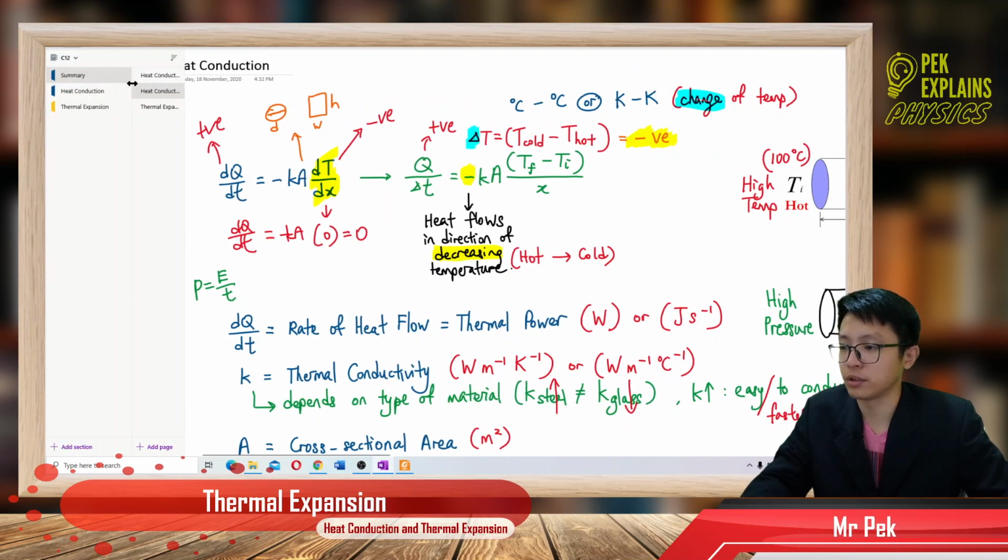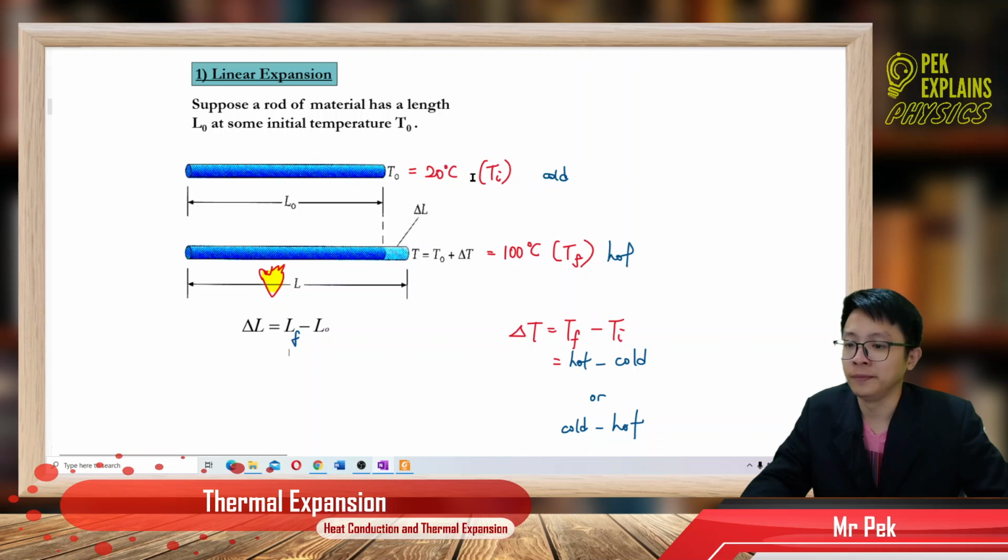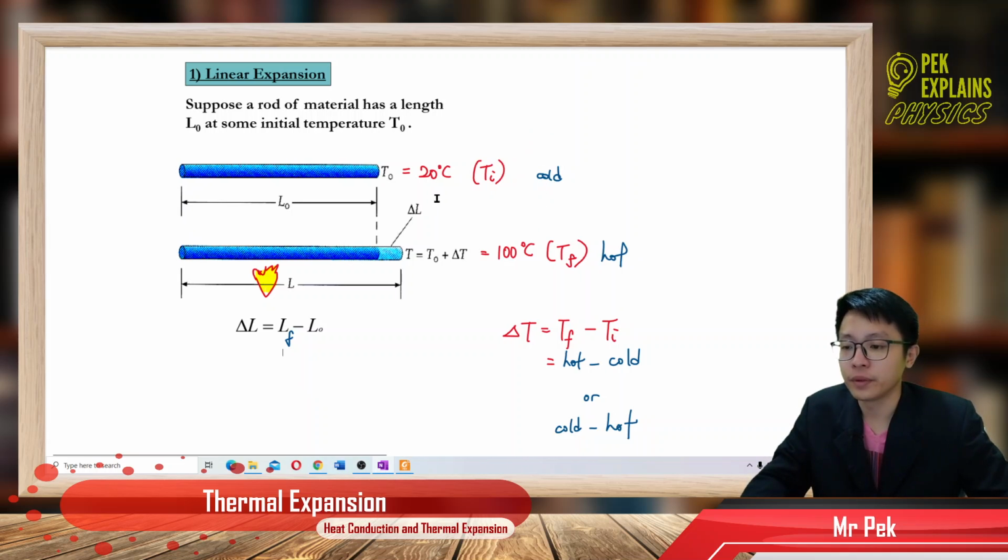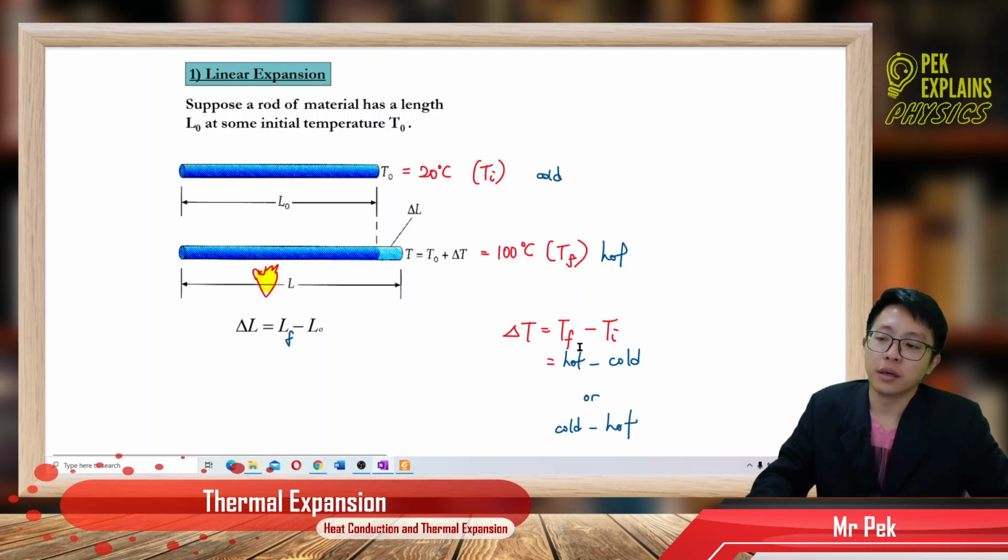But for thermal expansion, we are heating the rod from cold to hot. So the initial is cold, the final is hot. When we want to find the change in temperature, we use the final minus initial. We use hot minus cold, unlike heat conduction, where we use cold minus hot.